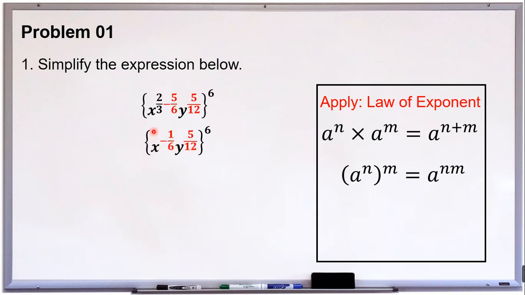To eliminate or to remove the curly bracket, simply use this law of exponent. You have a raised to n and raised to m is equal to a raised to n times m. So we're going to multiply 6 to each of the exponents of the variables x and y inside this curly bracket. So you have x raised to negative 1/6 times 6, y raised to 5/12 times 6. So the result is x raised to negative 1 and then y raised to 5/2.